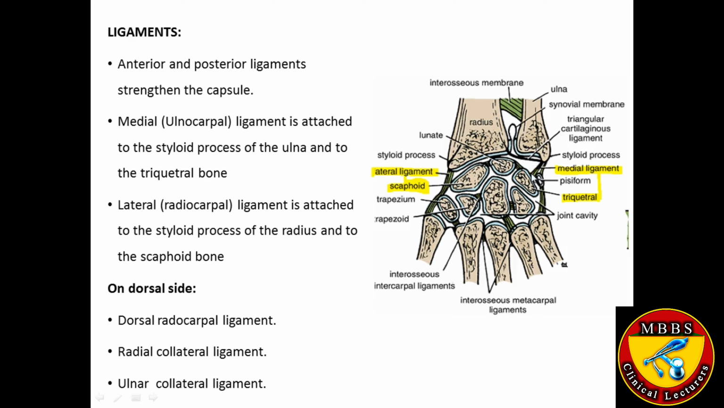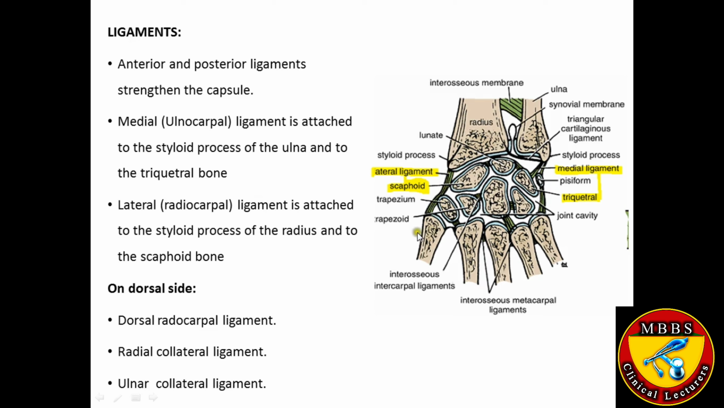You can see this is the triquetral, and this is the medial ligament which attaches to the triquetral. And the lateral is the radiocarpal ligament. This is the radius bone, and these are the carpal bones. Therefore, we can say the radiocarpal ligament. That lateral or radiocarpal ligament is attached to the styloid process of the radius, and to the scaphoid bone.